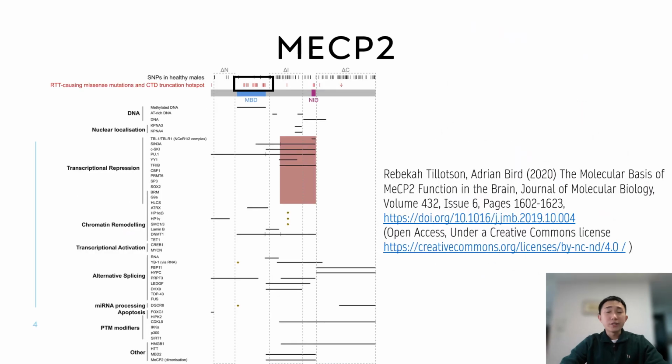Over the years, numerous interacting proteins were identified. A figure by Tillotson and Burt wonderfully summarizes the interacting proteins. The blue bar indicates the location of MBD. Notice how many mutations which render MeCP2 inactive occur within the MBD. This shows that MBD is essential for the function of MeCP2. The big red box indicates the transcription repression domain, which interacts with various proteins that repress transcription.